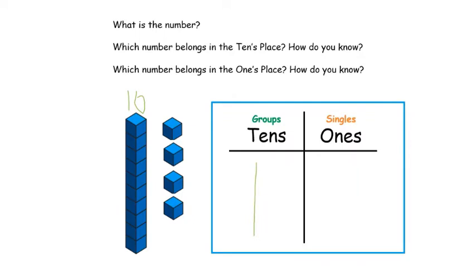How many ones do we have? How many single cubes do we have? You can see that right here. 1, 2, 3, 4. What is this number that we just wrote? This number is 14. We have 10 right here, 11, 12, 13, 14. And that is what number we have written over here.